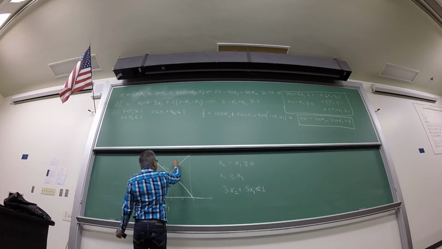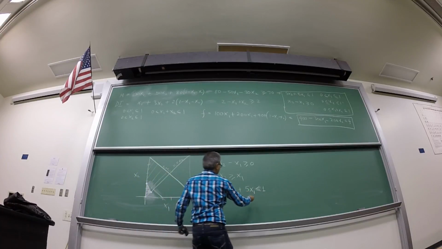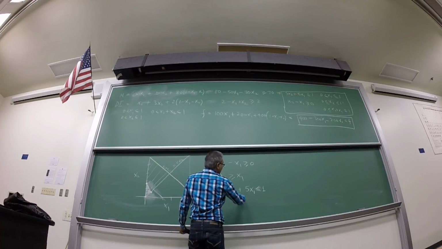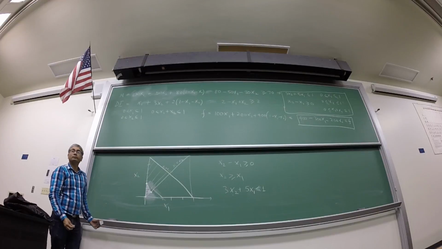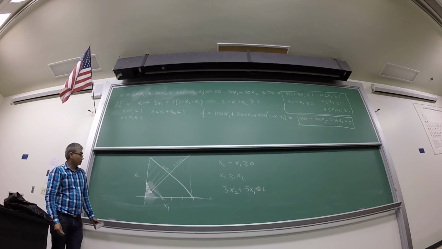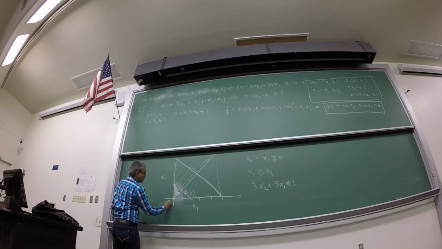So this line is x1 equals x2. This line is 3x1 plus 2x2, so if you make x1 equal to x2, you get 3 plus 2, 8. So 1/8, both of them are 1/8 and 1/8. So this point is 1/8, 1/8. This point is, of course, 0, 0. And this point is 0, 1/3.